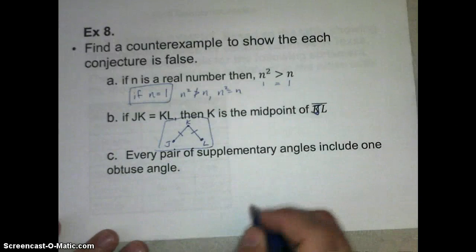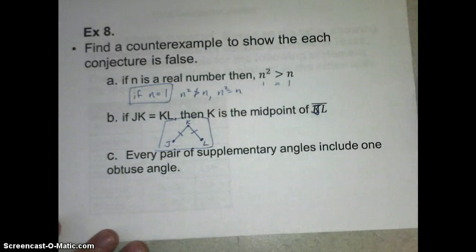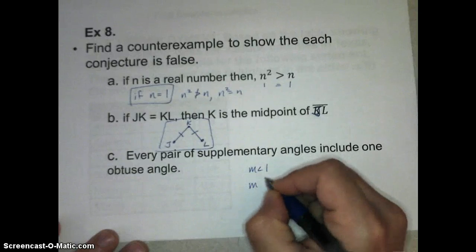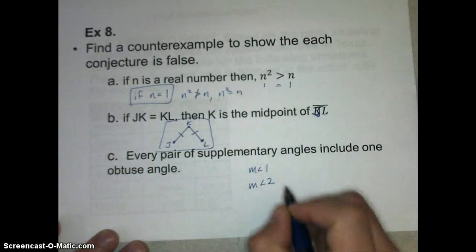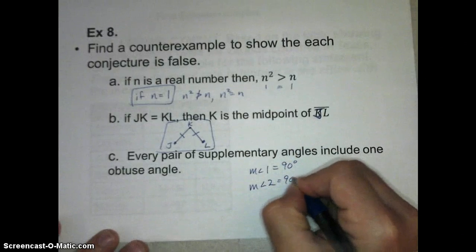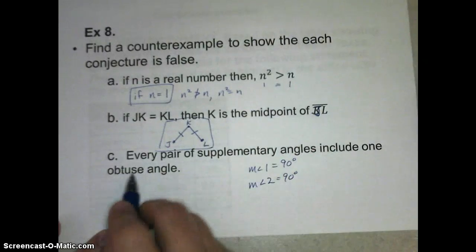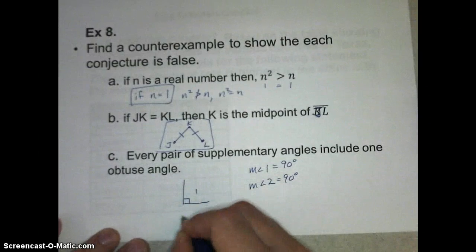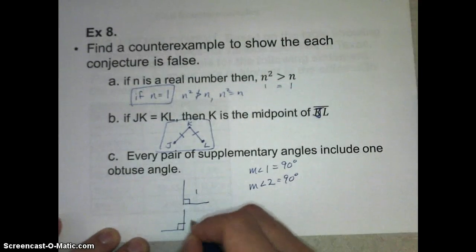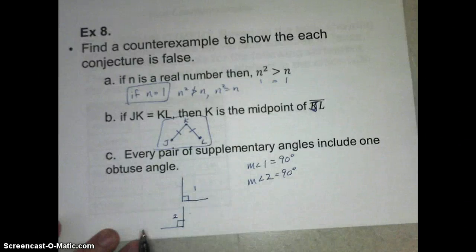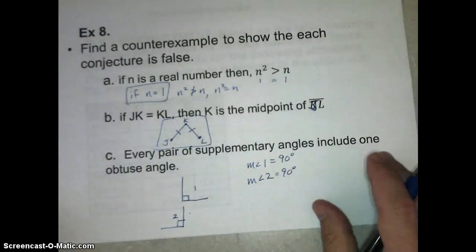Lastly, every pair of supplementary angles includes one obtuse angle. Well, that works almost all the time except for one counterexample. Supplementary angles, remember, add up to 180 degrees. But if those both happen to be right angles, well, they're supplementary, but neither of them is obtuse. So if they look like this, there's angle 1, and maybe there's angle 2. They're both 90, so they're supplementary. When you add them together, they get 180, but neither one is obtuse. So there's your counterexample for example 8.